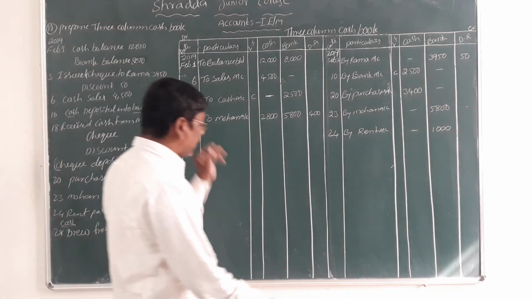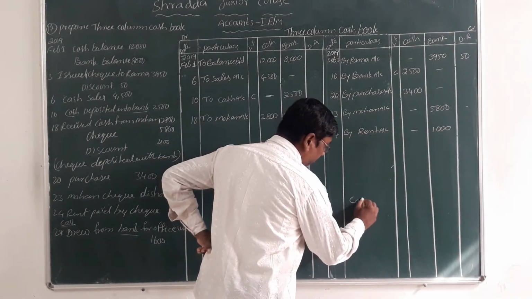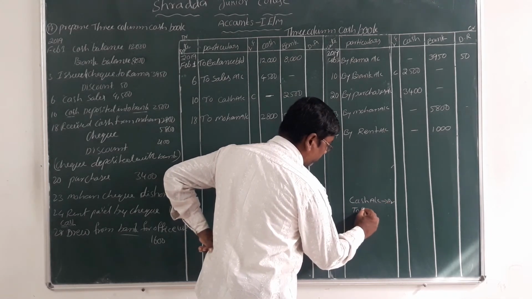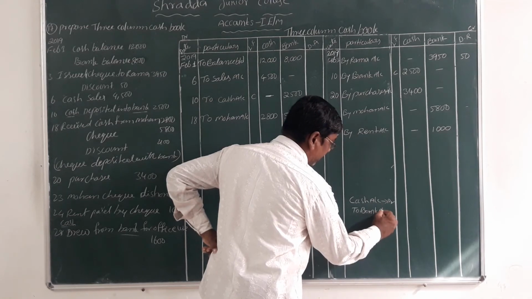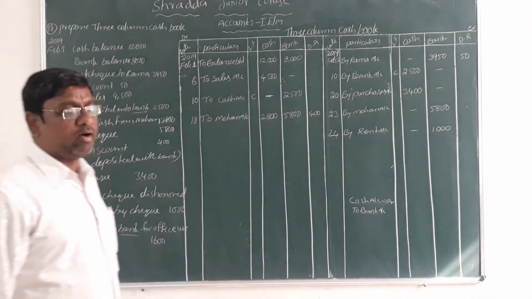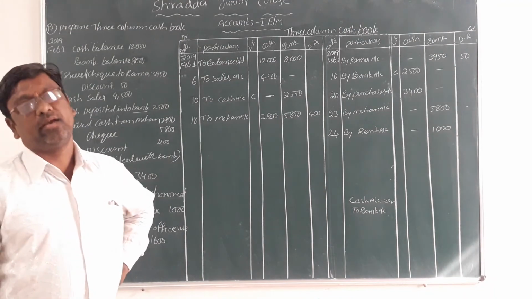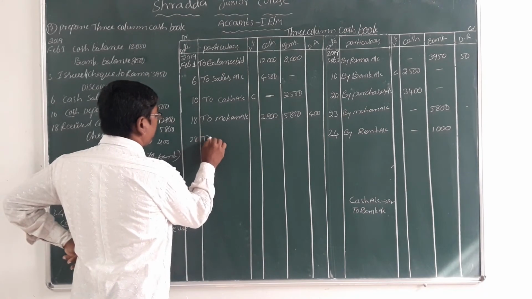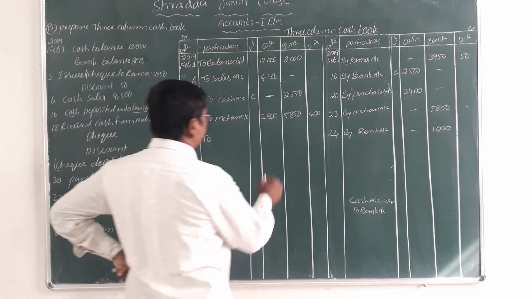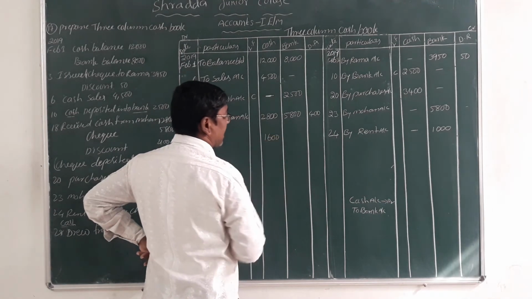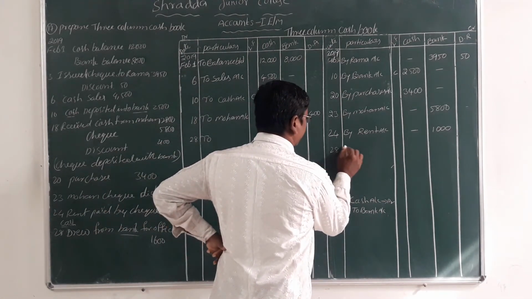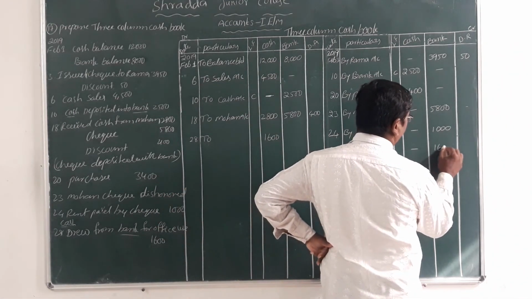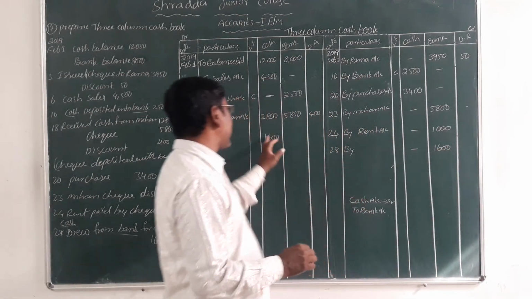That's why I write the general entry here. Cash account debit to bank account. So cash is showing debit and bank is showing credit. That's why we can record on the 28th date: to cash account, we can write 1600 on the debit side, and on the same date 28, by bank account, we can write 1600 on the credit side. Okay, now bank is credit, cash is debit.